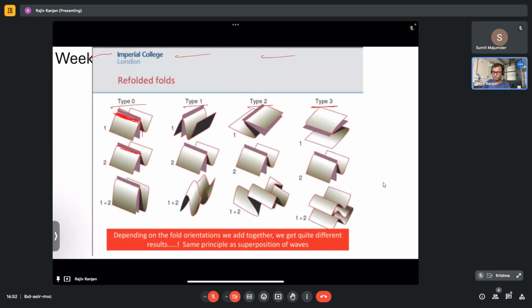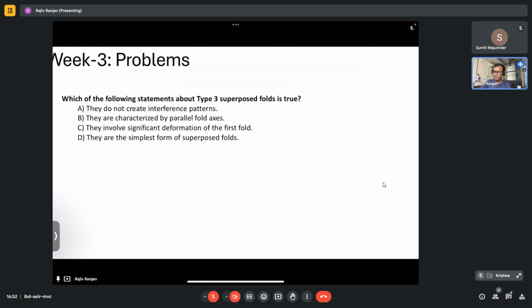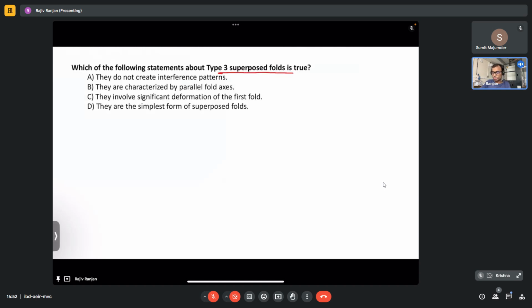Okay. Which of the following statements about type 3 superposed folds is true? Option A, they do not create interference patterns. They are characterized by parallel fold axes. They involve significant deformation of the first fold. They are the simplest form of superposed fold.